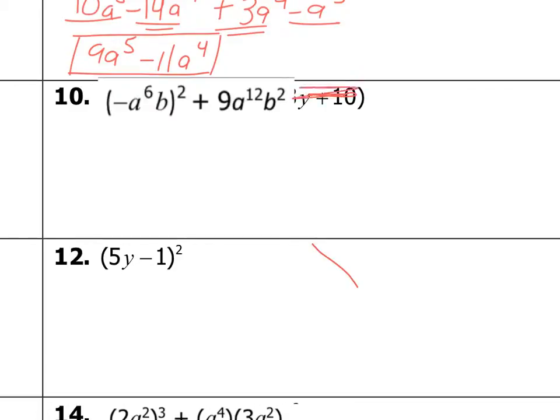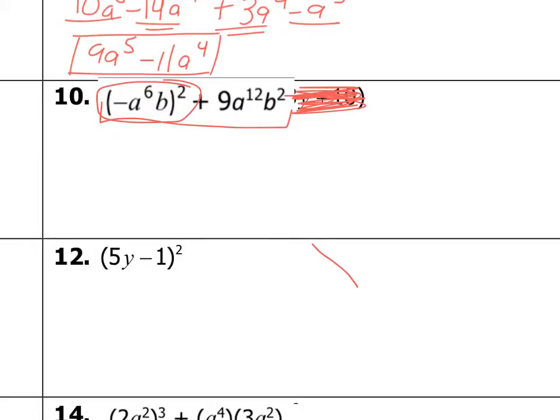Number 10 is this right over here. All right, so here is an example of the power rule. Right here, we are raising this monomial to the second power. So that means we would need to use the power rule, which means we'll multiply the exponents.